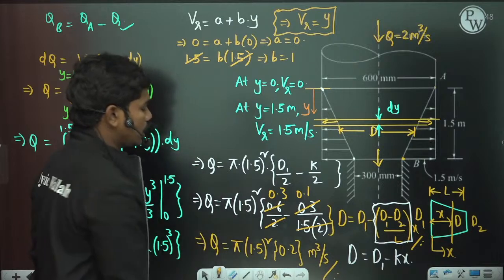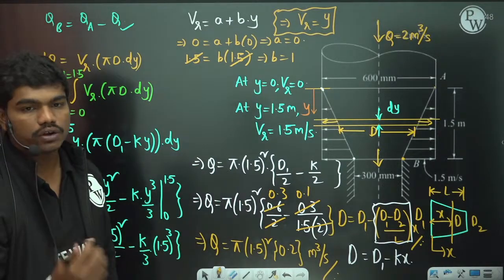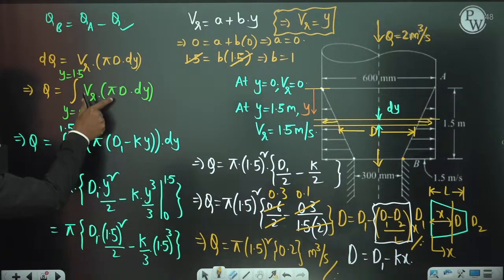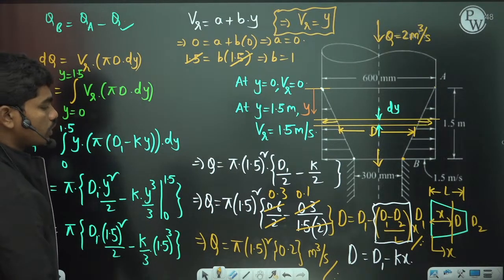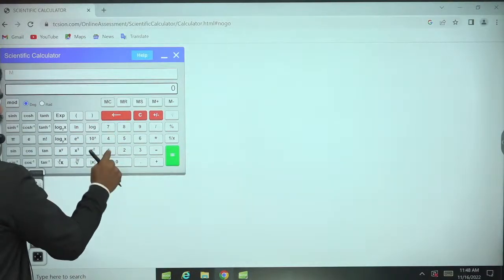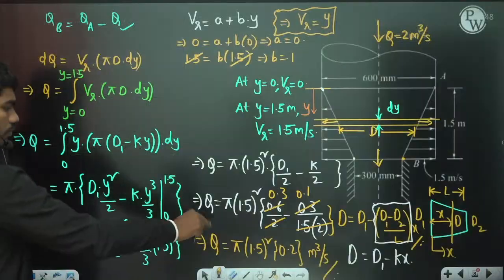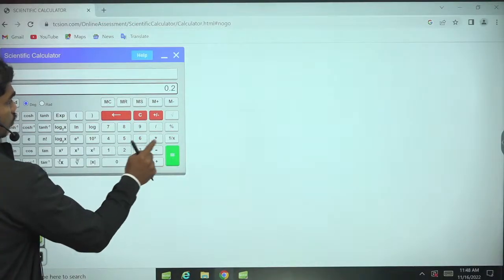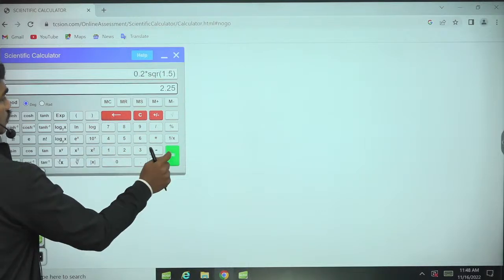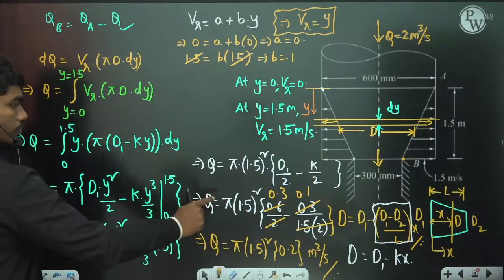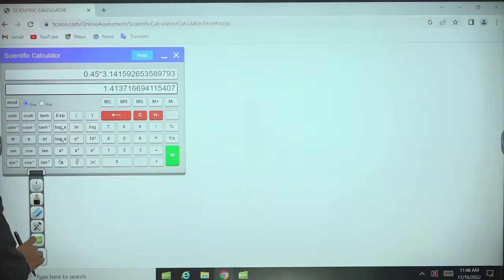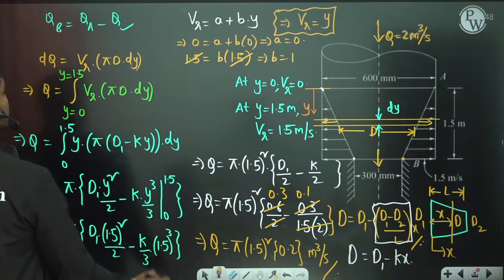Okay, so this is how we calculate the flow rate which is actually leaving the cone. It's a very simple question actually. The only thing is you need to do the integration a little carefully, and convert the V_r and D in terms of y. If you do that, this is the discharge through the cone. So what is the discharge? 1.5 whole square into 0.2, and into pi is also there. So 1.4137 is the value of this Q.